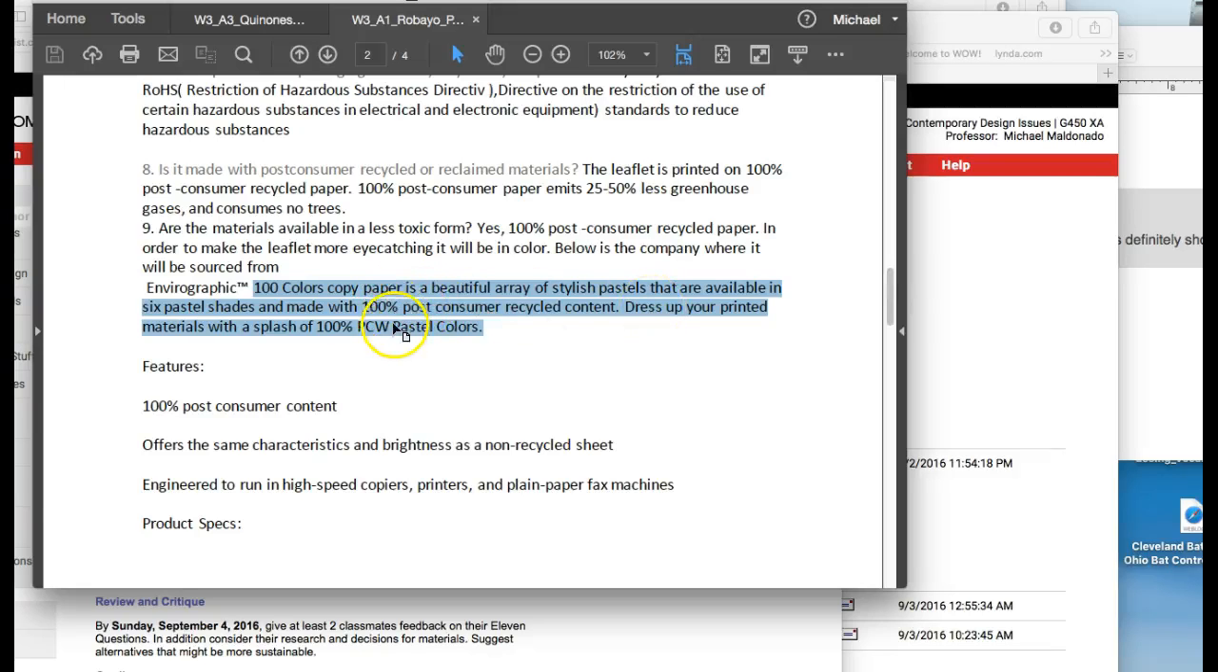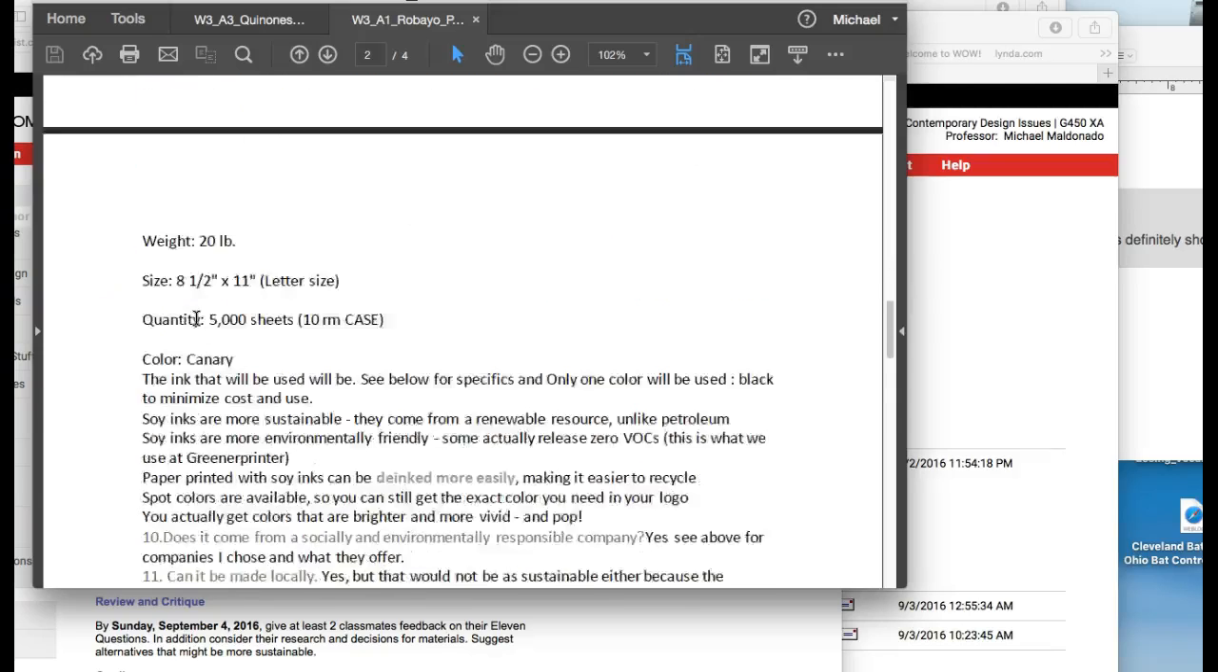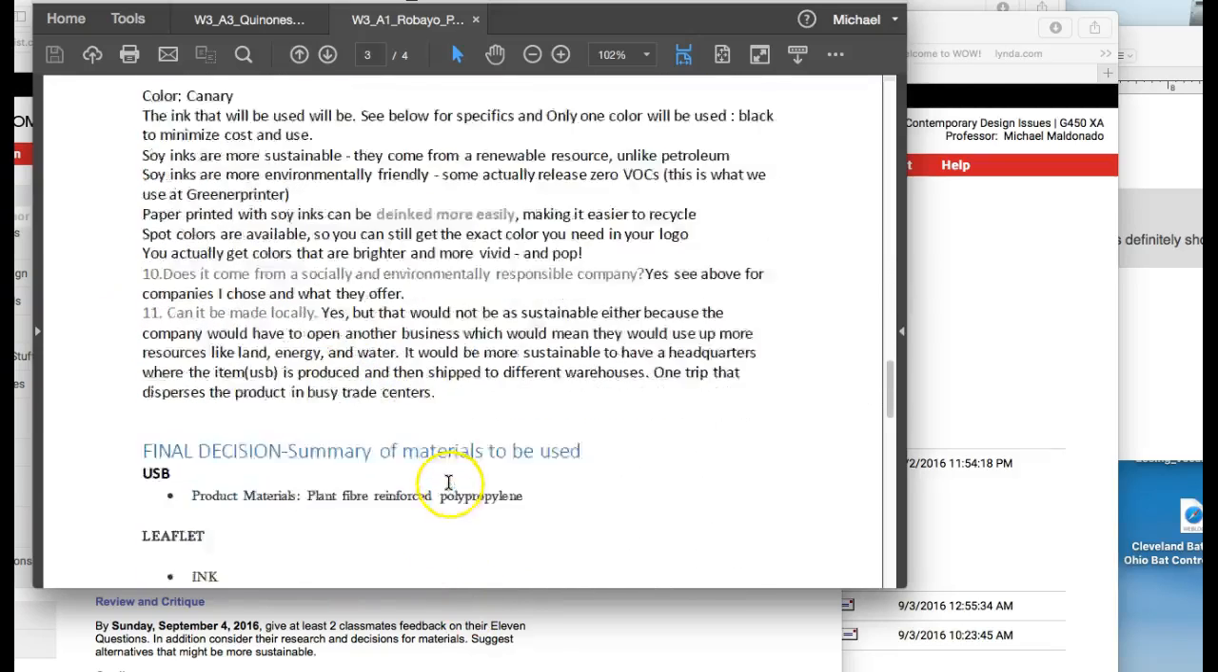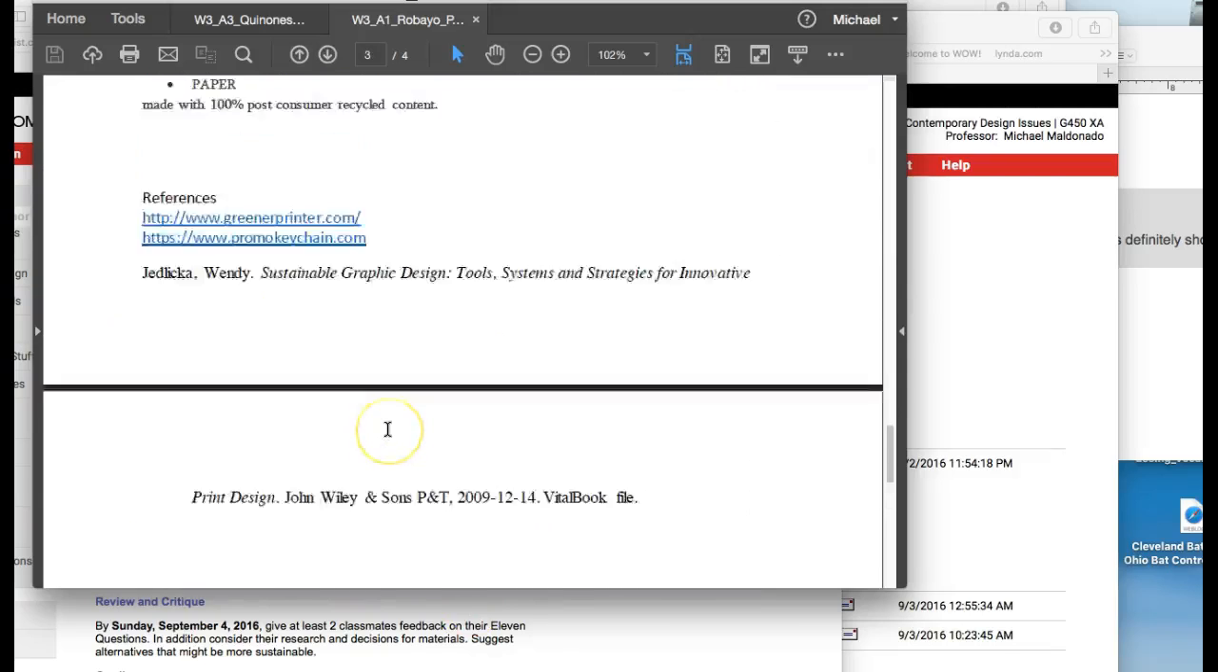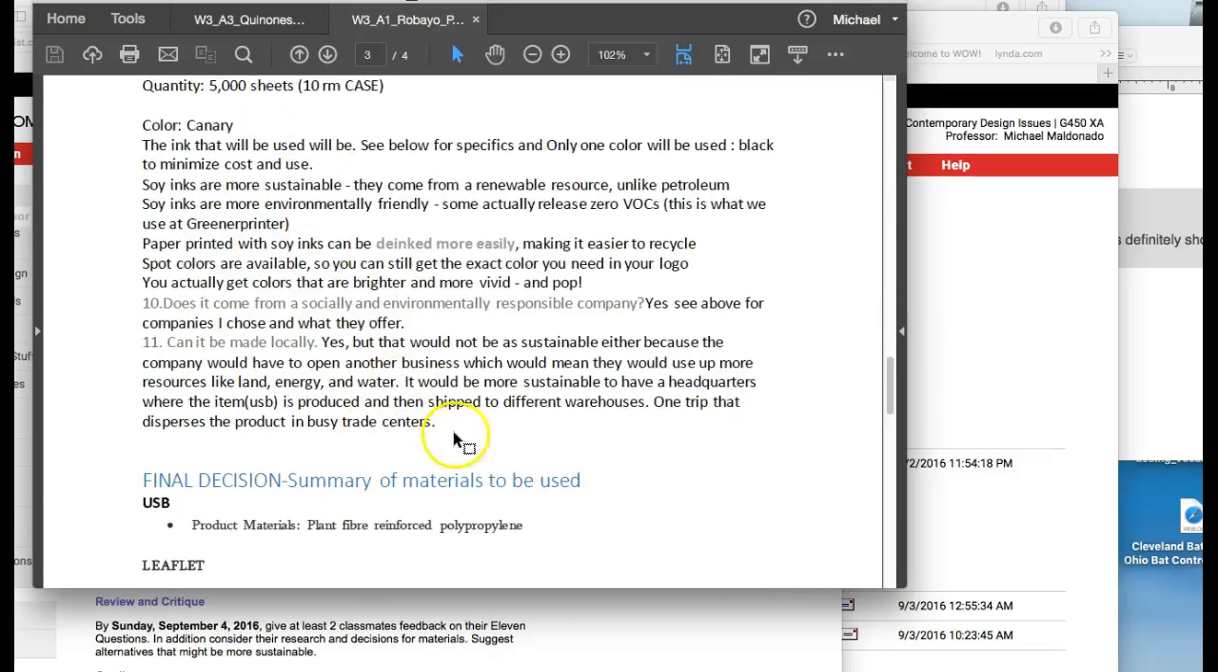Describe why Envirographic is the best. Is that a paper? Is this a paper? It's not clear. And these, I could go through this, I don't think I have to because I think that you get the idea. But the idea is that everything here, don't assume anything. Prove everything.